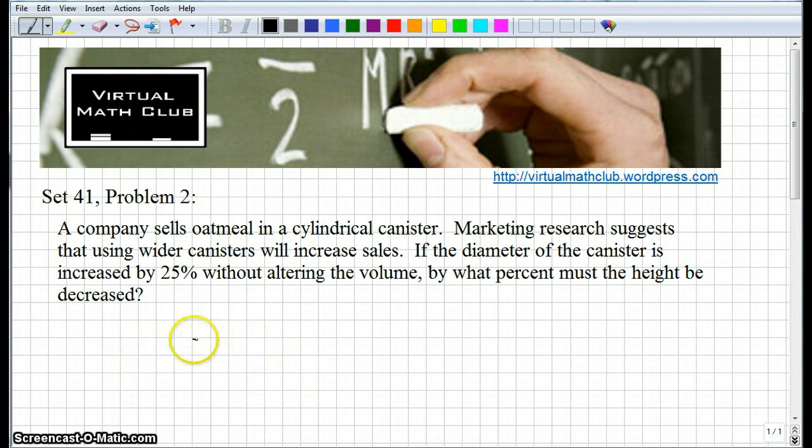Alright, well, let's draw a couple canisters here and illustrate what we're talking about. So we have the original canister, which is more tall, and looks something like that. And the diameter, across here, we'll call this D1. And the height, we'll call that H1.